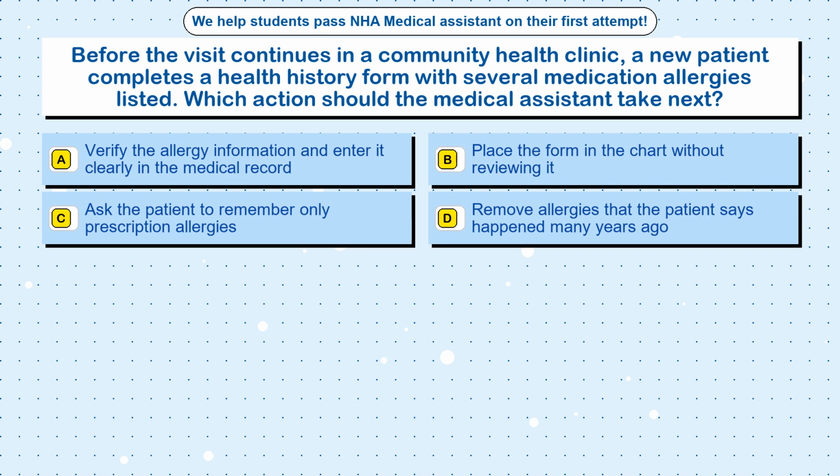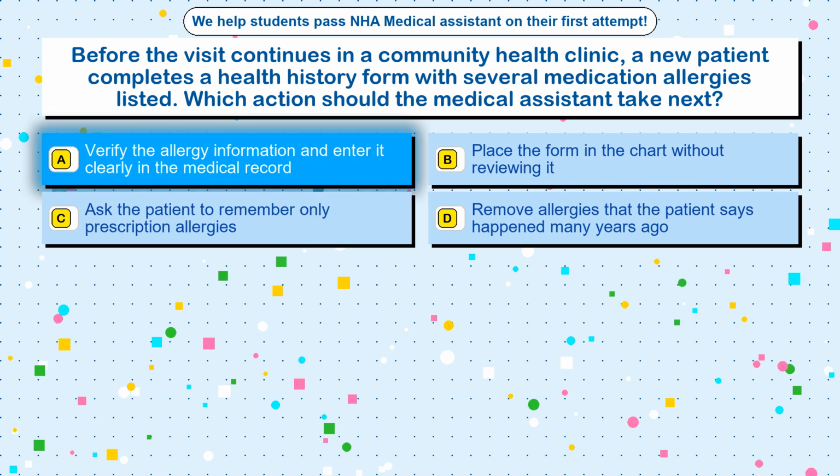Question 17. Before the visit continues in a community health clinic, a new patient completes a health history form with several medication allergies listed. Which action should the medical assistant take next? Option A. Verify the allergy information and enter it clearly in the medical record. Option B. Place the form in the chart without reviewing it. Option C. Ask the patient to remember only prescription allergies. Option D. Remove allergies that the patient says happened many years ago. The correct answer is option A.